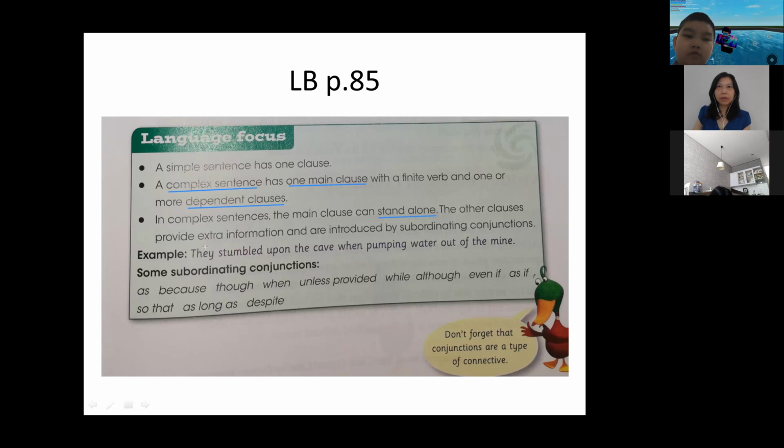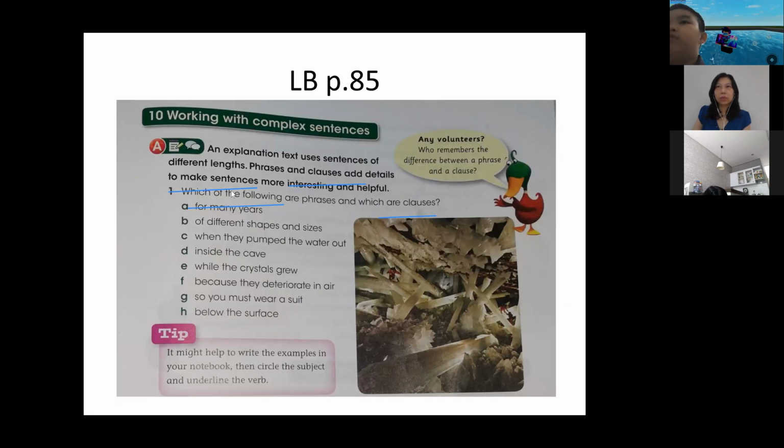So, for example, this one. They stumbled upon the cave when pumping water out of the mine. Okay, I'm going to go back to the previous text, all right? Hold on, previous text. Here you go. Sorry for these lines. Just ignore it. For example, part C, when they pumped the water out. If you see part C, this is a clause.